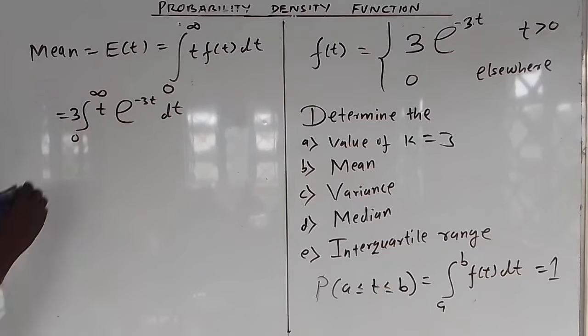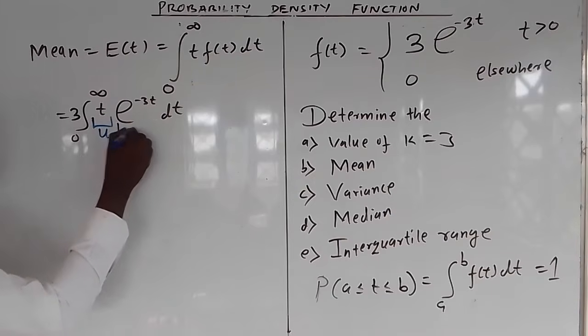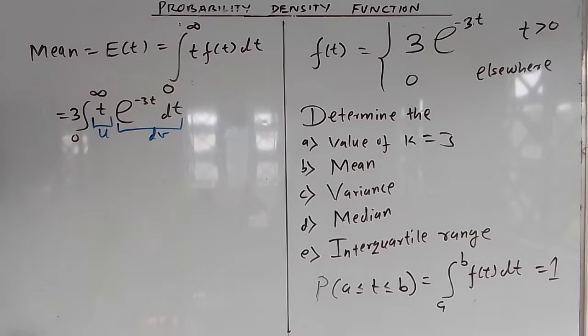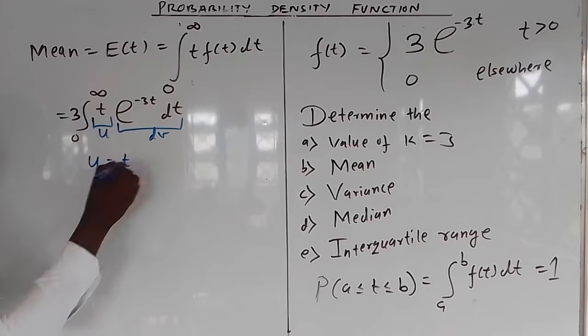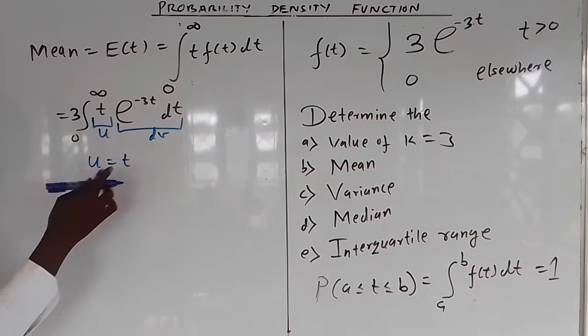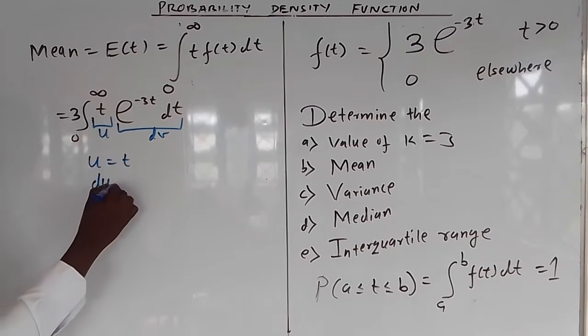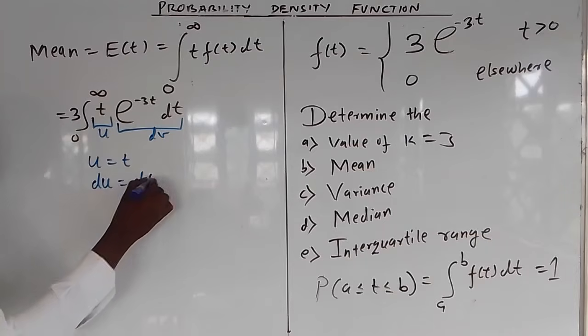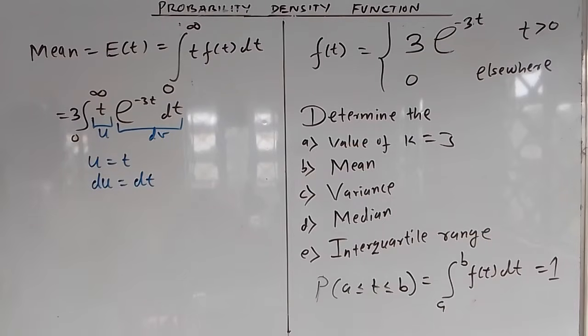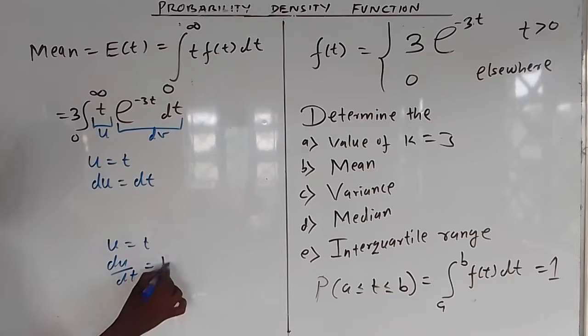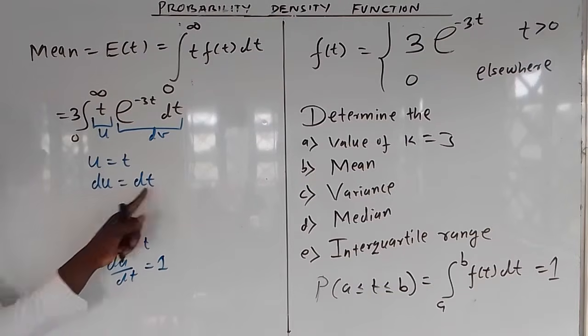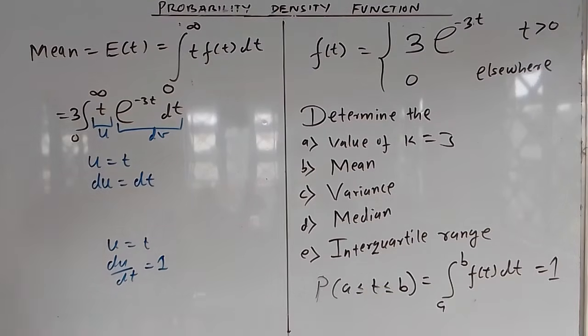So in integration by parts, this is u dv, isn't it? Are we together? So your u is equal to t. If you differentiate u with respect to t, you get du over dt equals 1. So it means du is going to be equal to dt, isn't it? Are we together? When u is equal to t, you differentiate u with respect to t, you get 1. So if you take dt to the other side, you get du is equal to dt.